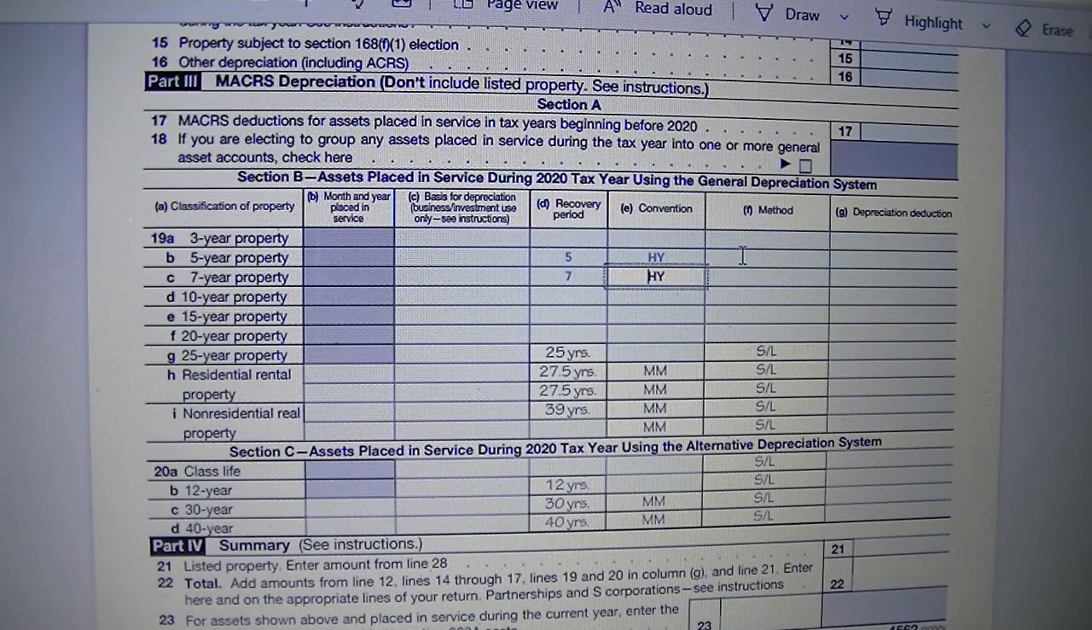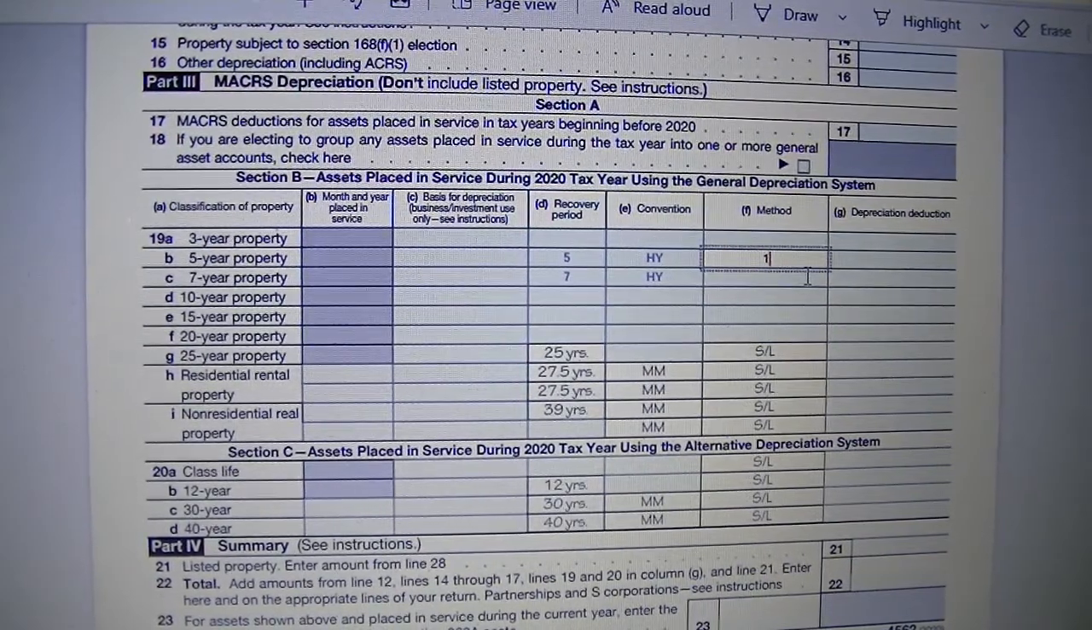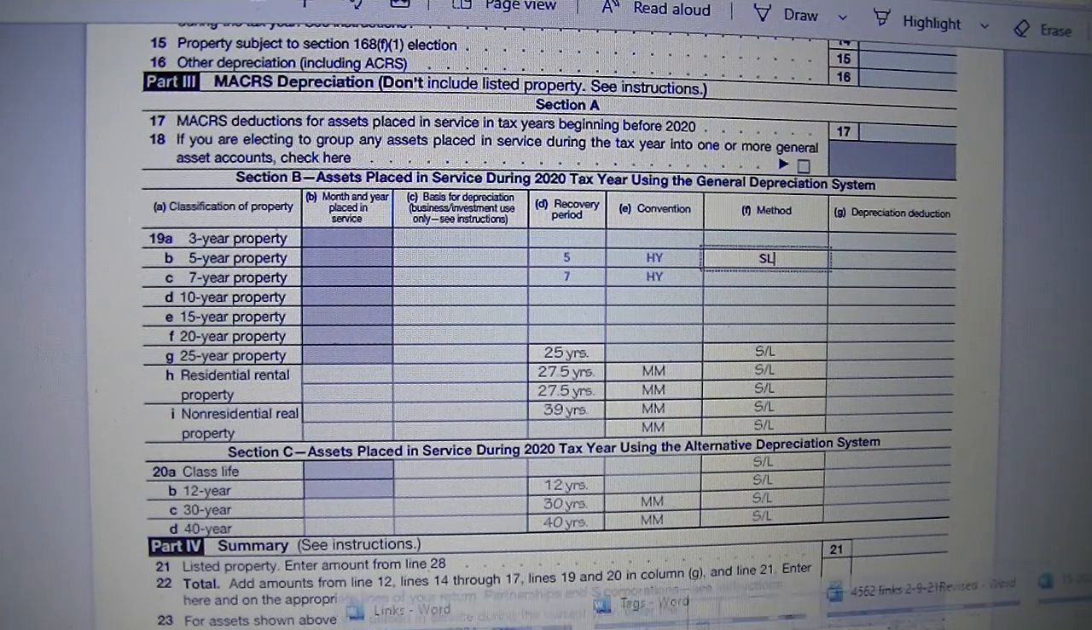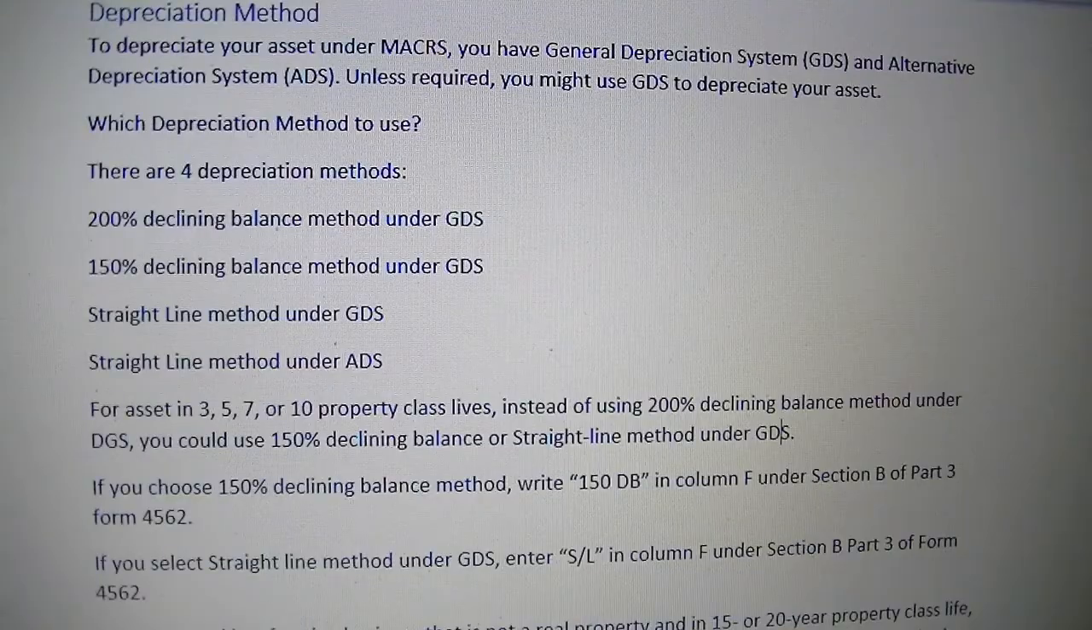So for assets that have a recovery period of 5, for instance, if you choose the 150% declining balance method, then you write 150 space DB. If you choose the straight line method, you'll write S. I just like to write SL. I believe it's S/L. And you'll write that in column F under section B of Part 3 of Form 4562.